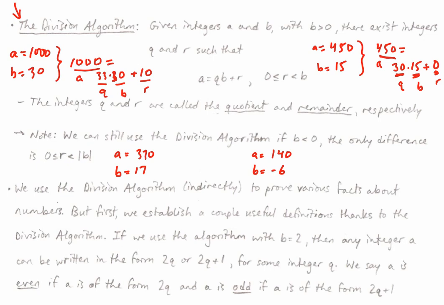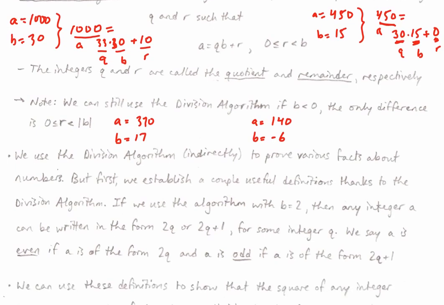And if you plug arbitrary whole numbers q into each of these two forms, you'll get a particular kind of number. If you take any whole number q and plug it into the form 2q, you're going to get all even numbers. If you take any whole number q and plug it into 2q plus 1, you're going to get all odd numbers. So from this, we define even and odd numbers as such. We say that an integer a is even if a is of the form 2q, where q is some whole number, and likewise we say that a is odd if a is of the form 2q plus 1, where q is any whole number.